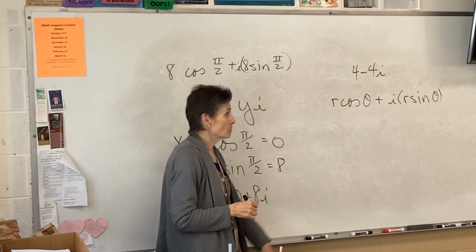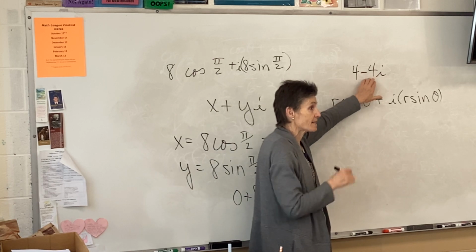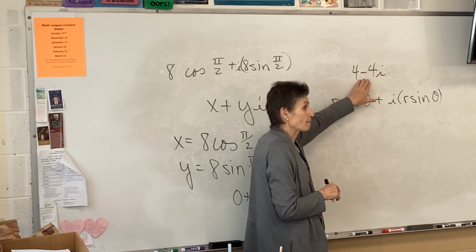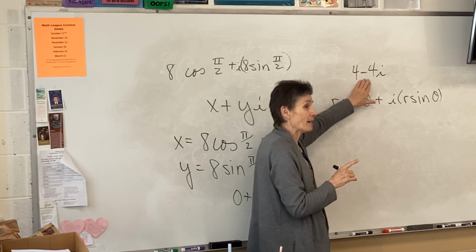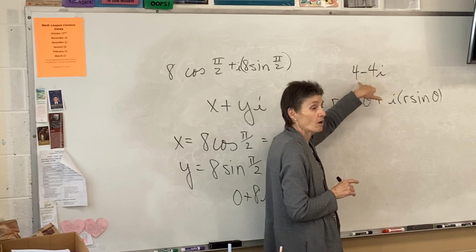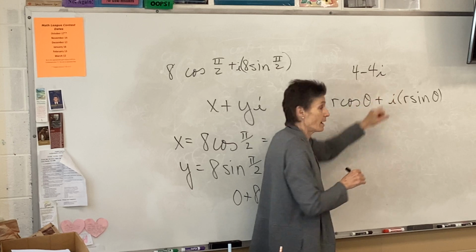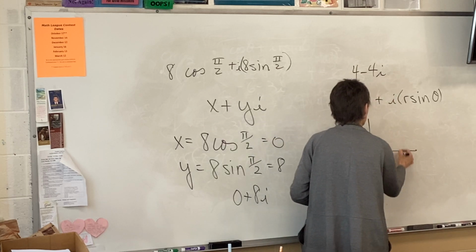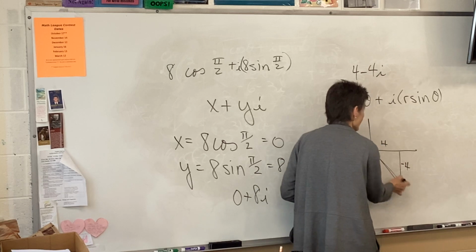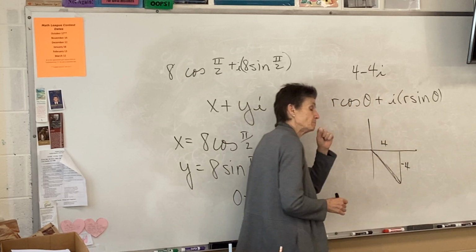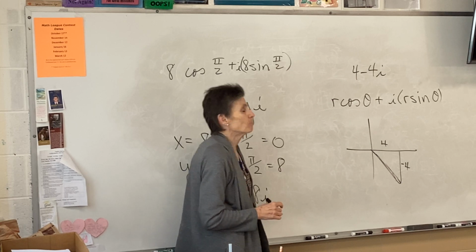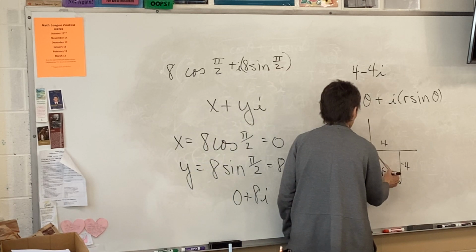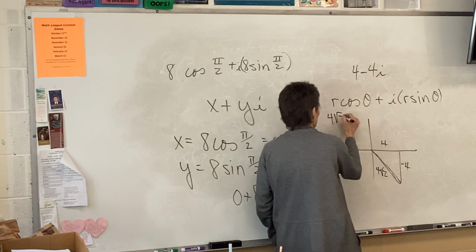So, what do I know here? I get a feeling that r is going to be 4. No. But it's good to be thinking about it. But what are these? These guys are x and y. So if I plot that point, right 4, down 4, here's r. So what's r going to be? 4 root 2. Yeah, you were close. So r is 4 root 2.